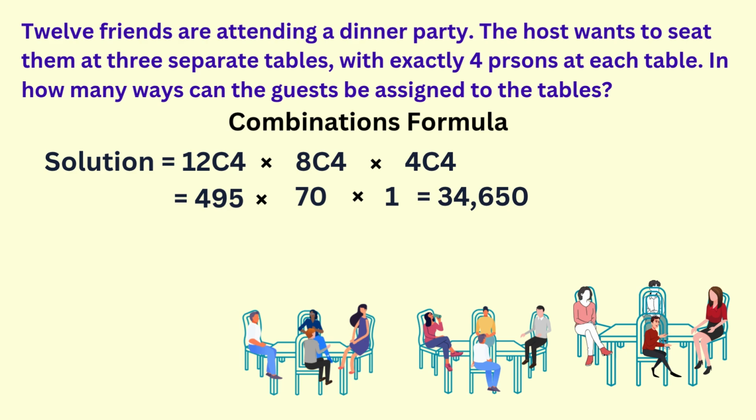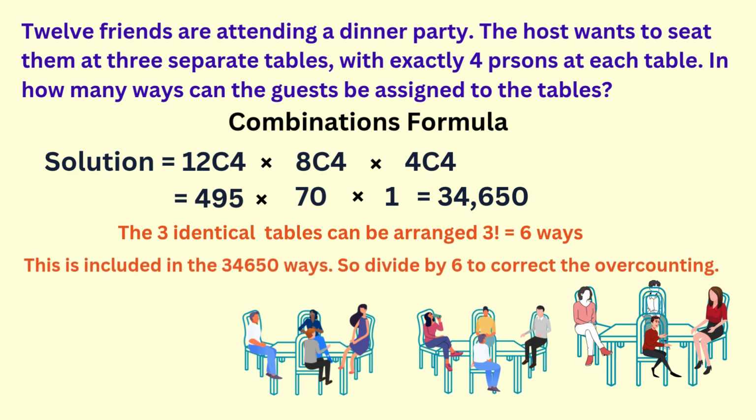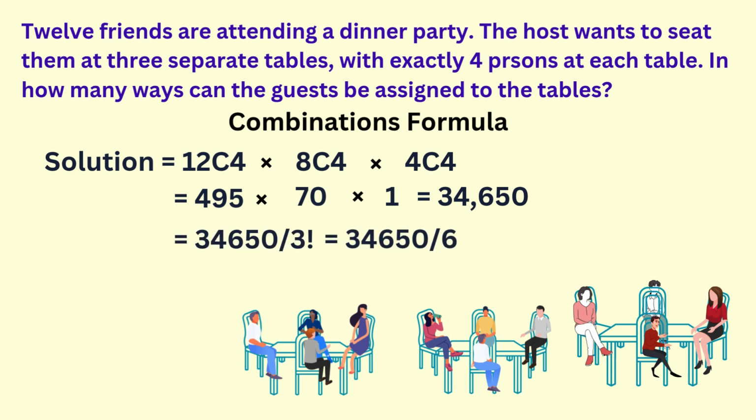34,650. Now, if the tables were numbered and different, our solution would be 34,650. But since the tables are identical, swapping groups between tables doesn't create a new arrangement. There are 3 factorial or 6 ways to rearrange those 3 identical tables, all of which are included in the 34,650. So we must divide by 6 to correct the overcounting.